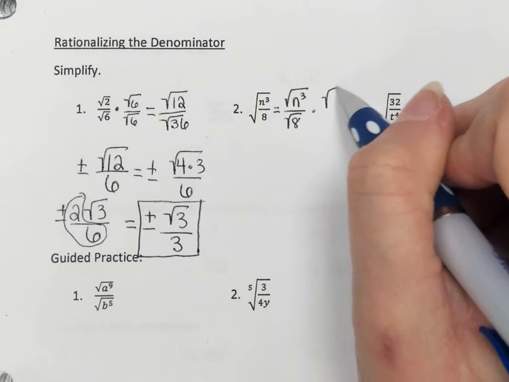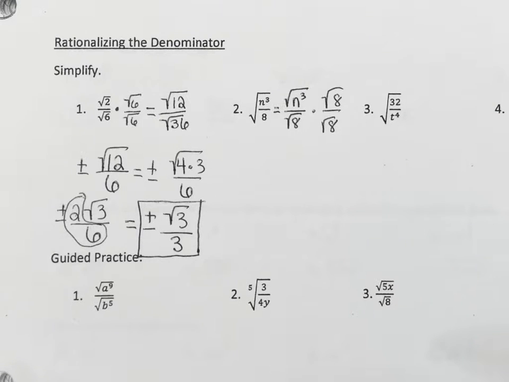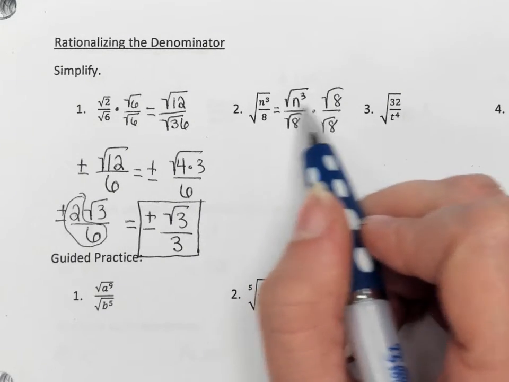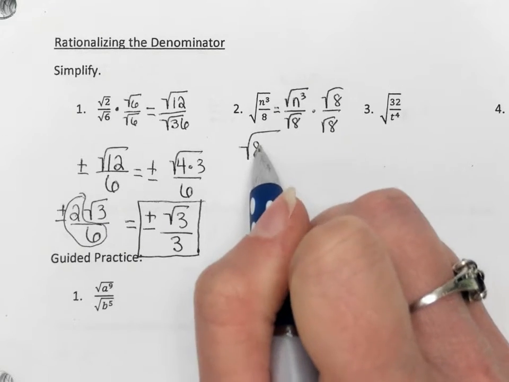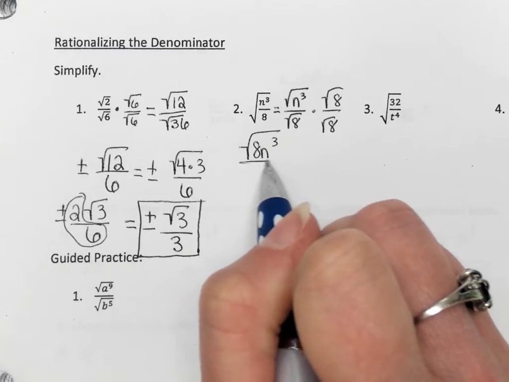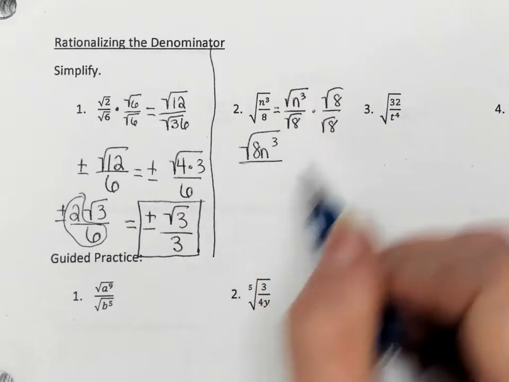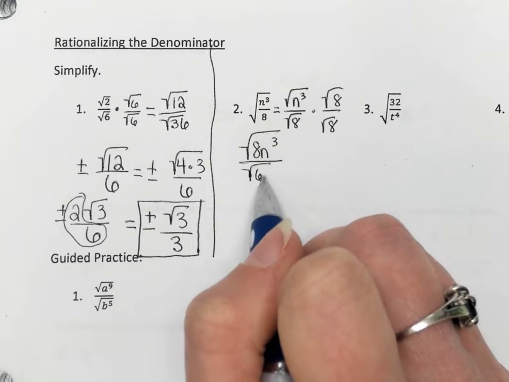Uh-huh. Square root of 8. If I do it to the top, I got to do it to the bottom. Wait, how do I multiply n to the third times 8, though? How do I do that? You just smush them, yep. 8 n to the third. What about square root of 8 times square root of 8? What's that? Square root of 64?